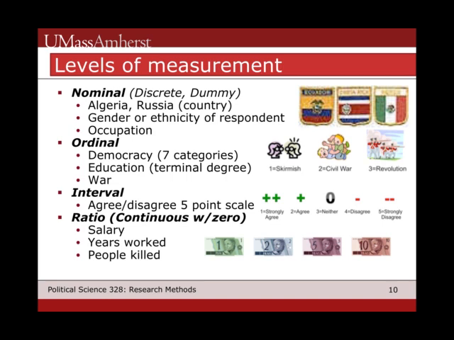Now, it gets a bit trickier distinguishing between ordinal and interval levels of measurement. So ordinal just means we can put things in an order. We don't make assumptions about how far apart 1 is from 2 and 2 is from 3, but we know they're in an order. Interval, we do make some assumptions about the idea that 1 is as far away from 2 as 2 is from 3 as 3 is from 4. So often we'll see agree, disagree on the 5-point scale, or agree, disagree on the 7-point scale.